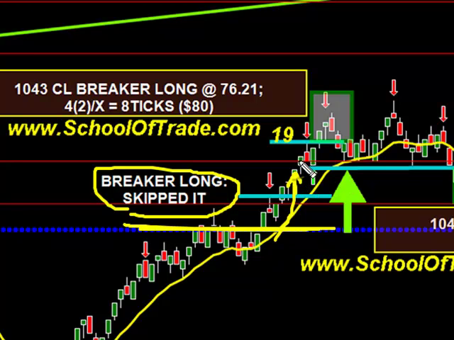So we saw, of course, we broke above this horizontal red line. We made our swing high at 19s, right? 76.19. Got filled there at 21s, and we took 4 ticks, total of 8 ticks out of the market there for 80 bucks on that first trade.